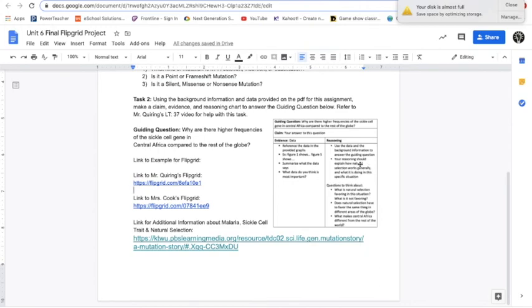And then in your reasoning section, you are going to use the data and the background information to answer the guiding question. Your reasoning should explain how natural selection works generally and what it is doing with the specific situation here. And then there's also some questions for you to think about in your reasoning section as well.